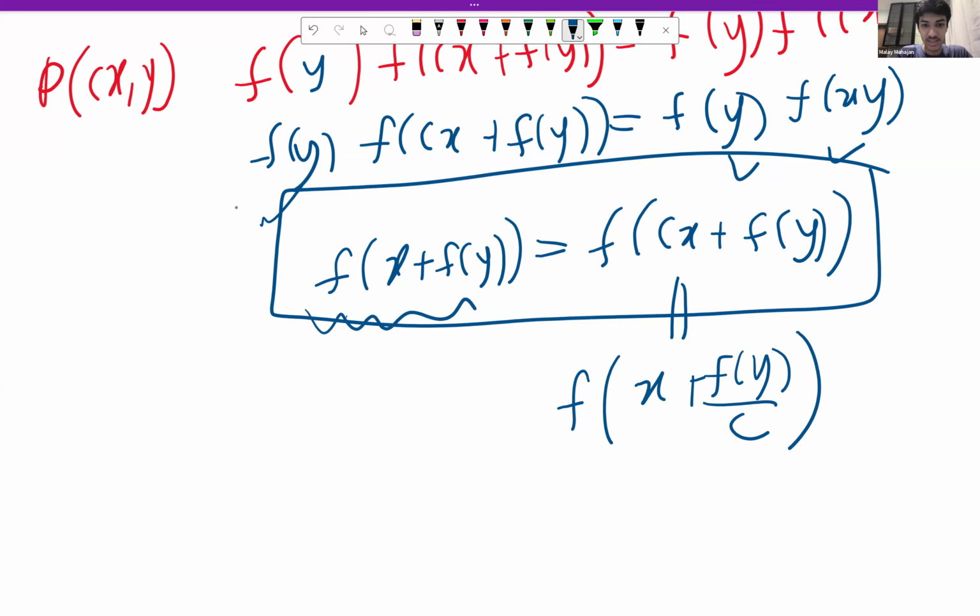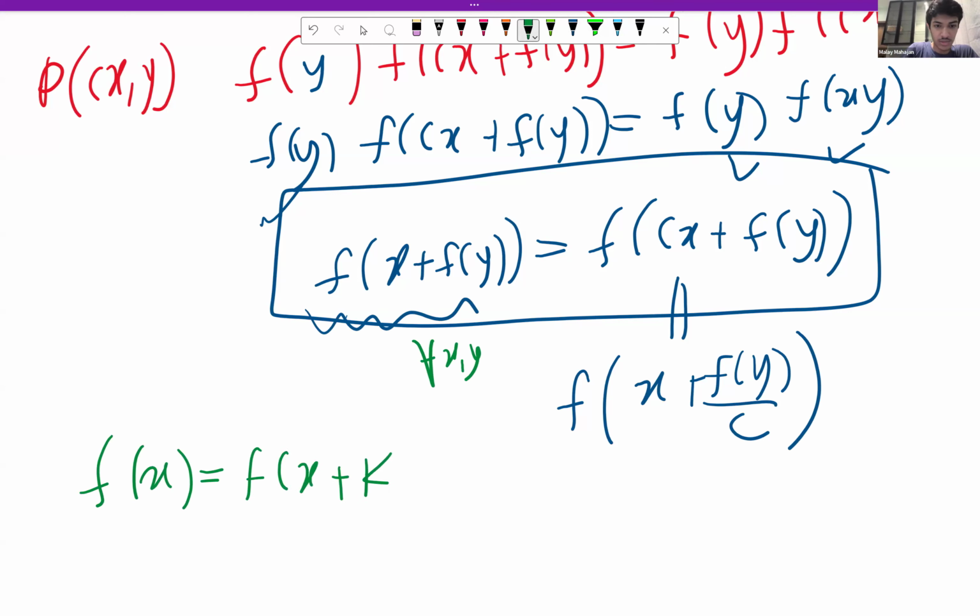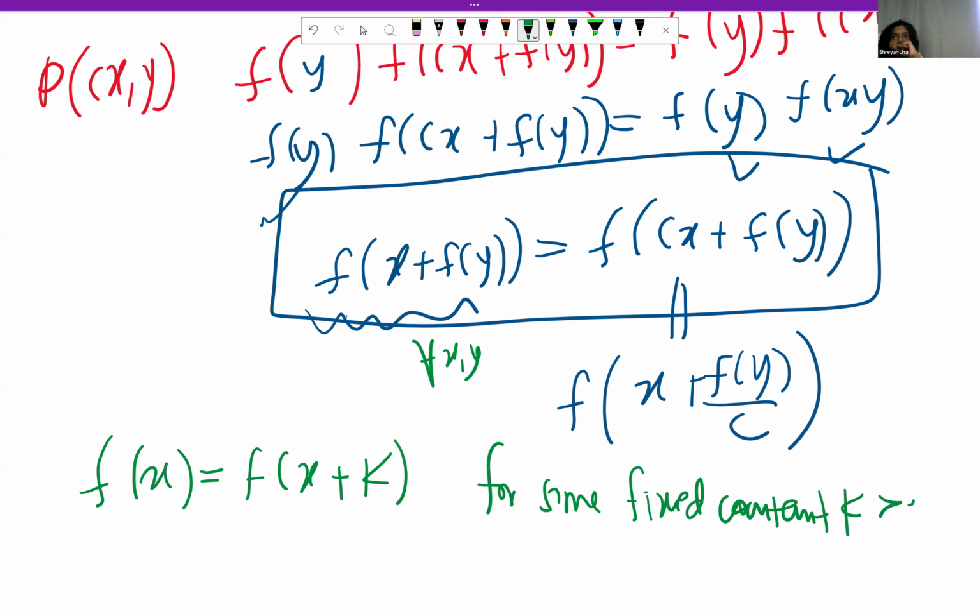So look at this and this. Do you see why this is true for all x, y? Why you must have f of x is f of x plus k for some fixed k? Yes, it looks like that.